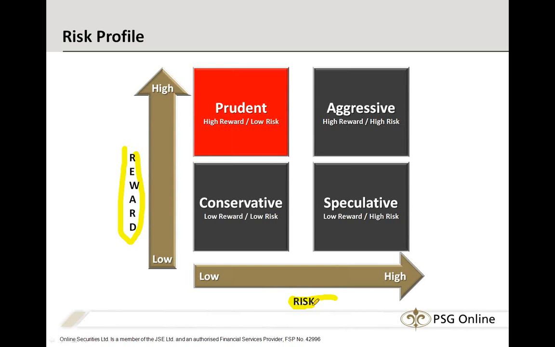Some of you might be more aggressive. You want to go for more of the speculative stocks. You want to go for high reward at high risk. That's fine, as long as you're controlling risk. And then the last one, you never want to be in this category here, what I call speculative. To me, it's just crazy to go for a situation where you have low reward but at high risk. That's just throwing money away. Okay, so this comes back to what I mentioned, risk profile. You need to ascertain where you are and where you want to be. An ideal situation will obviously be the prudent investor or the prudent trader.